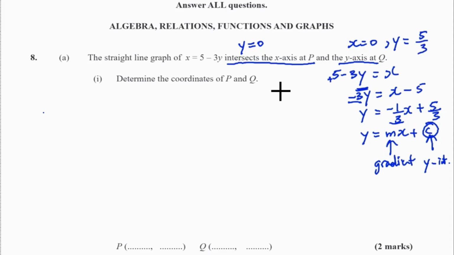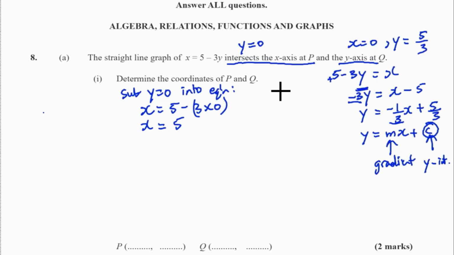So let's look at this point P now. We already know that y is equal to 0, so all we need to do is find x. Okay, so let's substitute y is equal to 0 into the equation. Then x would become 5 minus 3 times 0, which is just 5. So x in this case is equal to 5.